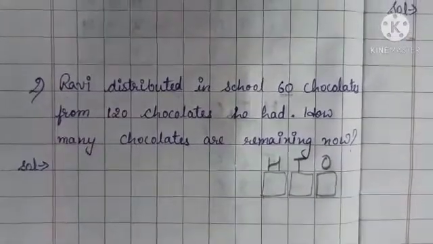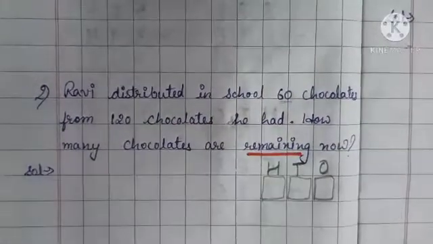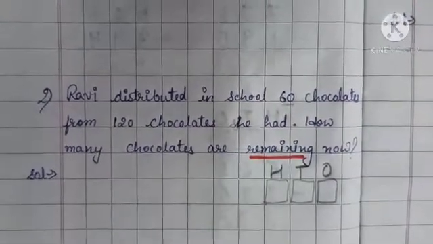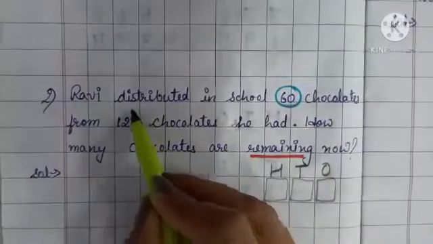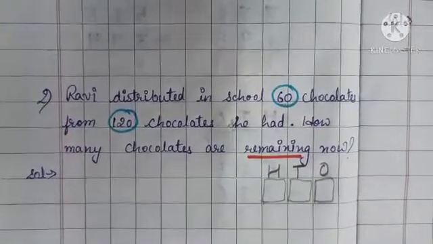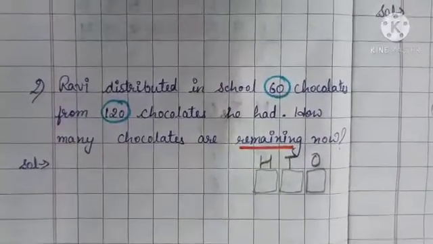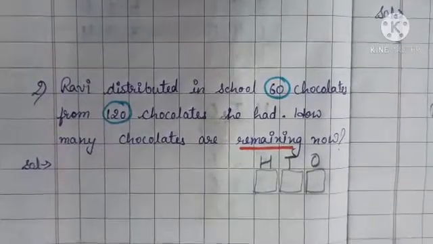Our next step is to underline the keyword and to circle the numbers. So here we have 60 and 120. So with the help of these numbers we need to make a statement. So tell me how many total chocolates Ravi had?